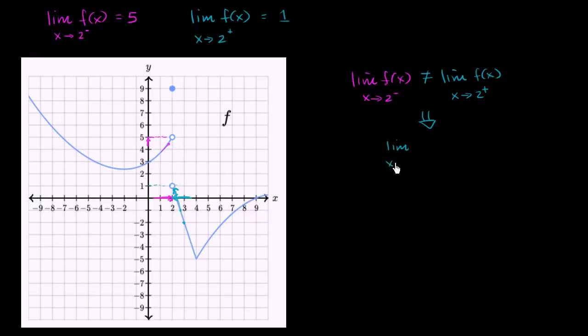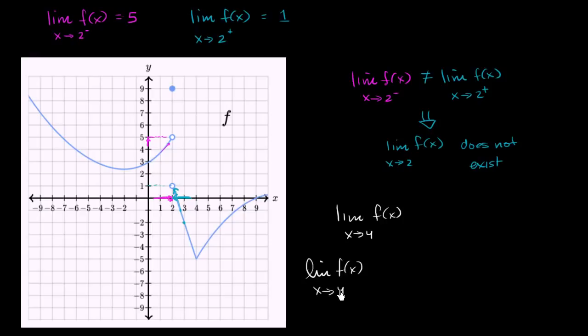The limit of f of x as x approaches 2 does not exist. In order for it to have existed, these two things would have had to be equal to each other. For example, if someone were to say, what is the limit of f of x as x approaches 4? Well, then we can think about the two one-sided limits, the one-sided limit from below and the one-sided limit from above. So we could say, well, let's see, the limit of f of x as x approaches 4 from below.